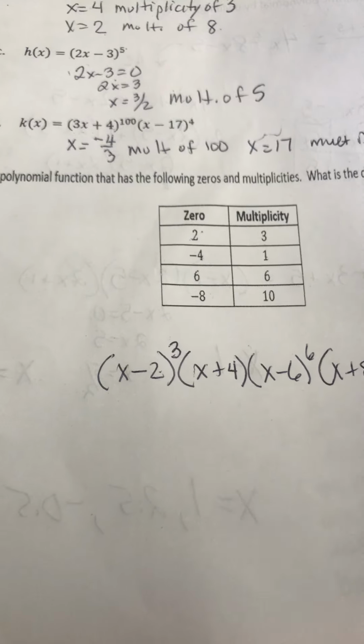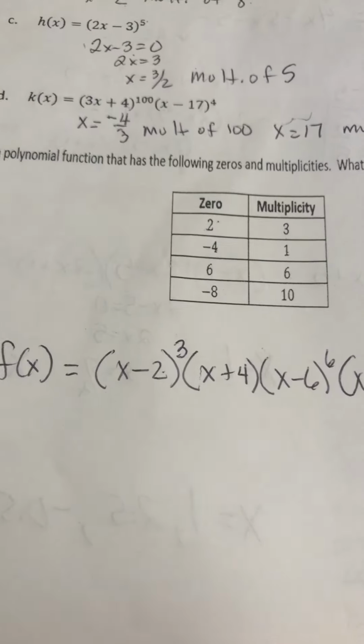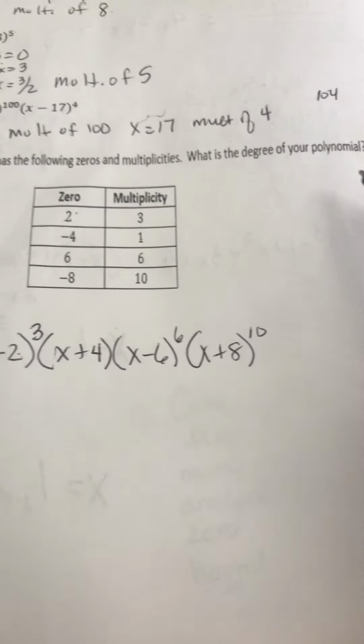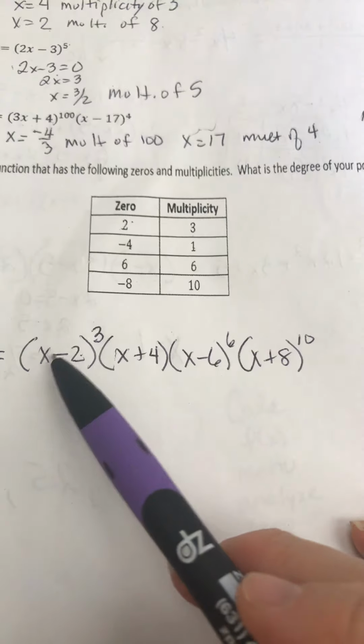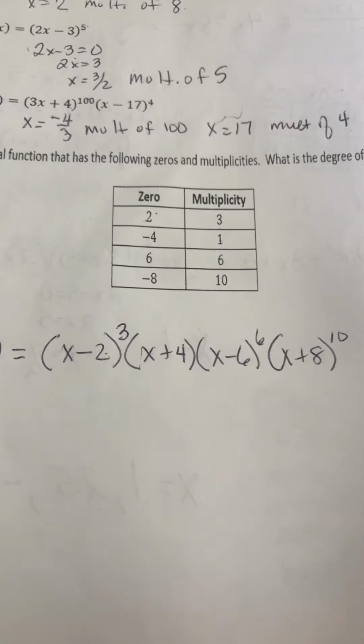Okay? So if it's asking you to write a polynomial function, you're just going to write f of x in front of it. And if it wants to know the total degree of it, this would be x to the 3rd times x to the 6th times x to the 10th, or add it up.